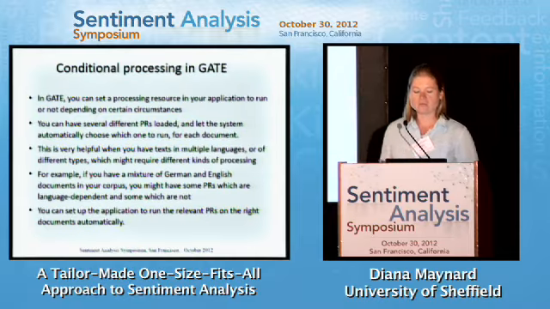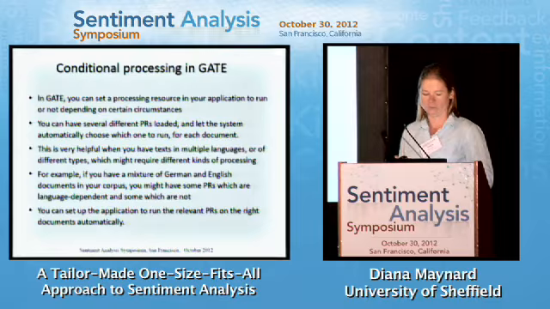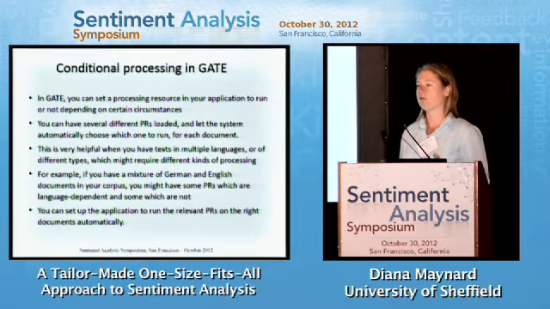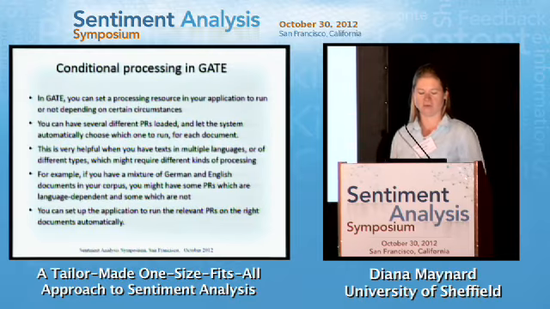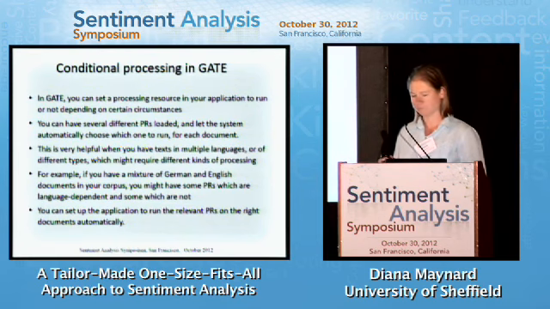So in GATE, you can set a processing resource in your application to run or not, depending on certain circumstances. So you can have several processing resources loaded, and then you let the system automatically choose which one to run for each document. This is very useful when you've got text in multiple languages, or text of different types, which might require different kinds of processing. So, for example, if you've got a mixture of German and English documents in your corpus, you might have some processing resources which are language dependent and some which aren't. And you can set up the application to run the relevant resources on the right documents automatically.